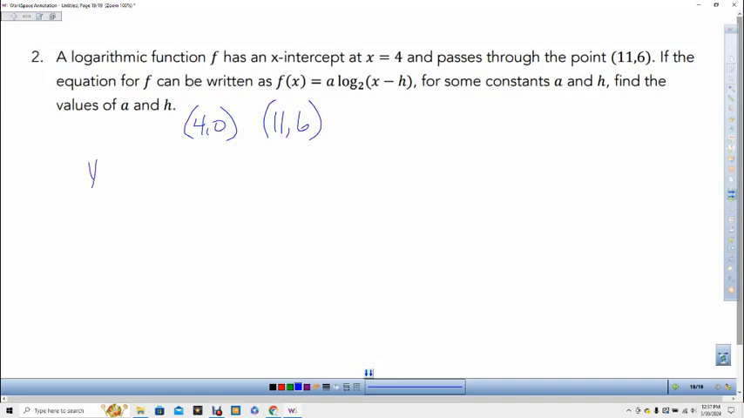All right, I'm going to rewrite the f of x as y, just so it becomes a little more obvious here. y equals a log base 2 of x minus h. All right, so the easiest one to plug in is going to be this one to get some numbers quick. So we've got 0 goes in for the y. 0 equals a log base 2 of 4 minus h.